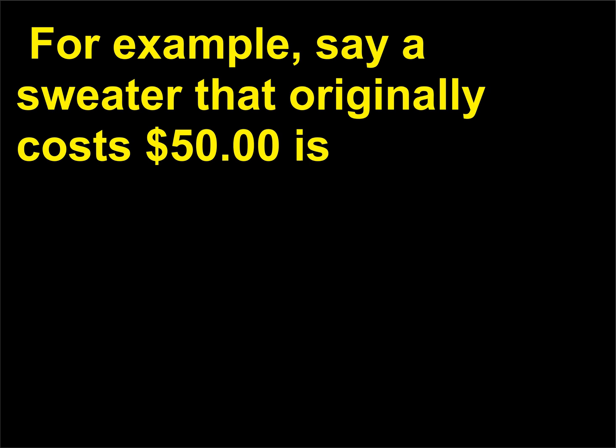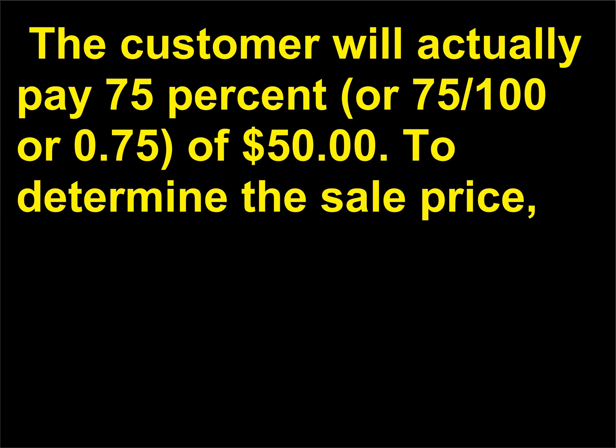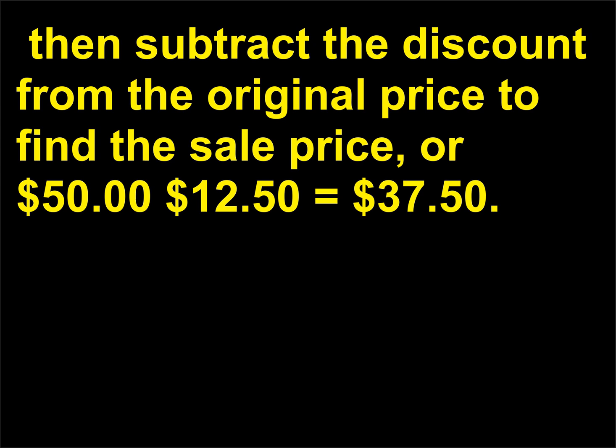For example, say a sweater that originally costs $50 is discounted by 25% during a sale at a department store. The customer will actually pay 75%, or 75/100, or 0.75, of $50, to determine the sale price. Multiply $50 by 25%: 50 x 0.25 equals 12.50. Then subtract the discount from the original price to find the sale price: $50 - $12.50 equals $37.50.